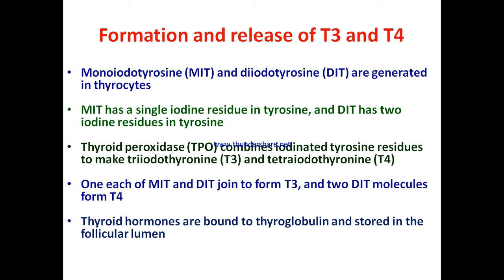And two of the DIT molecules, diiodotyrosine molecules, combine. So each diiodotyrosine has two iodine atoms, and when two are combined, the resultant molecule has four iodine atoms. Thyroid hormones are bound to thyroglobulin and stored in the follicular lumen.